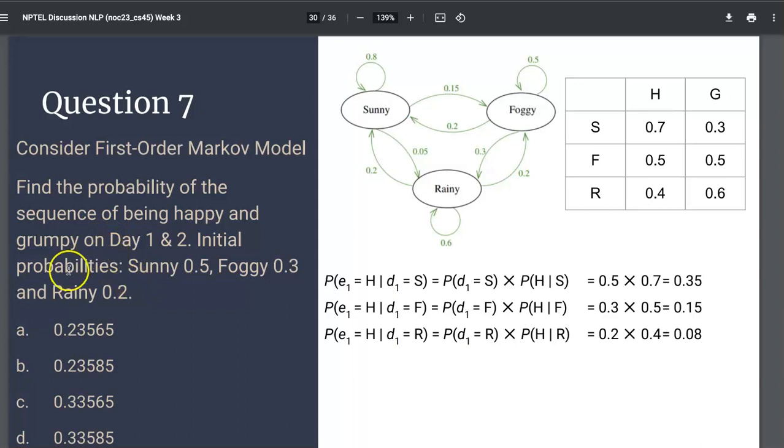Also, the initial probabilities are given. Initially, the day can be sunny with 0.5, so basically day 1 can be sunny with 0.5. It can be foggy with 0.3, and it can be rainy with 0.2. Now how will you calculate the whole thing?